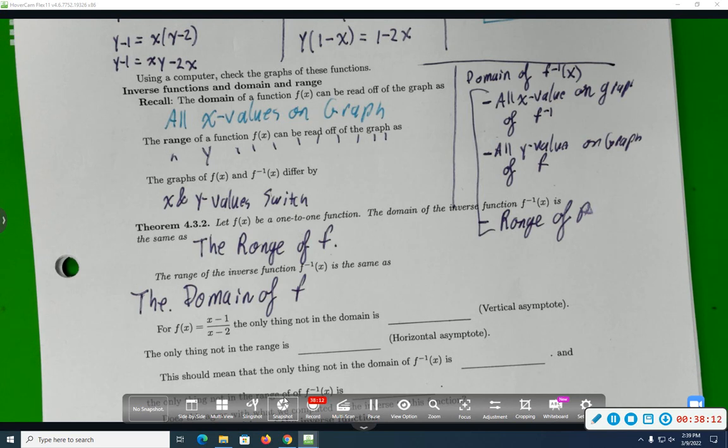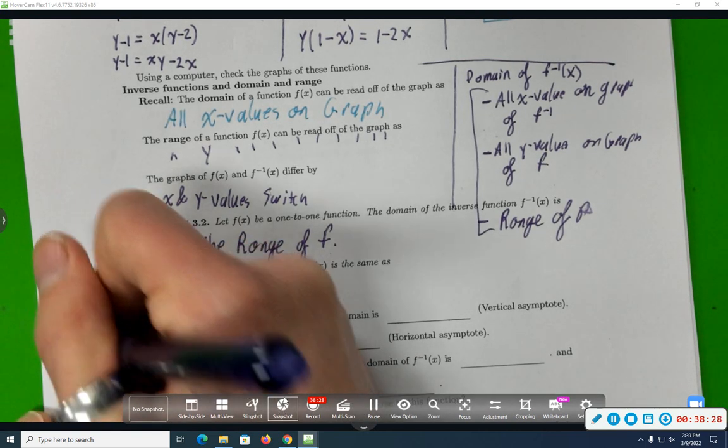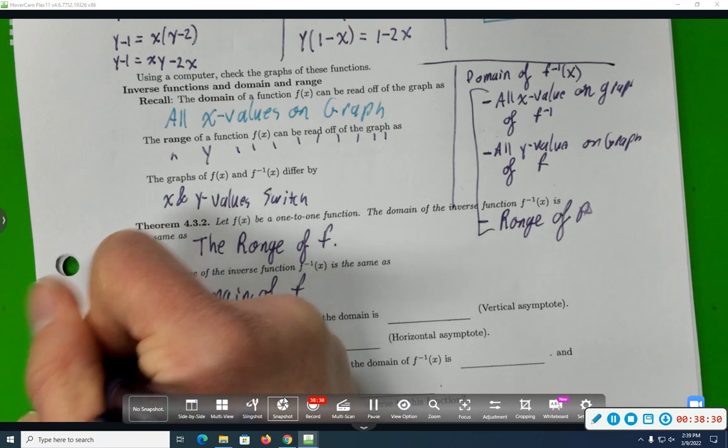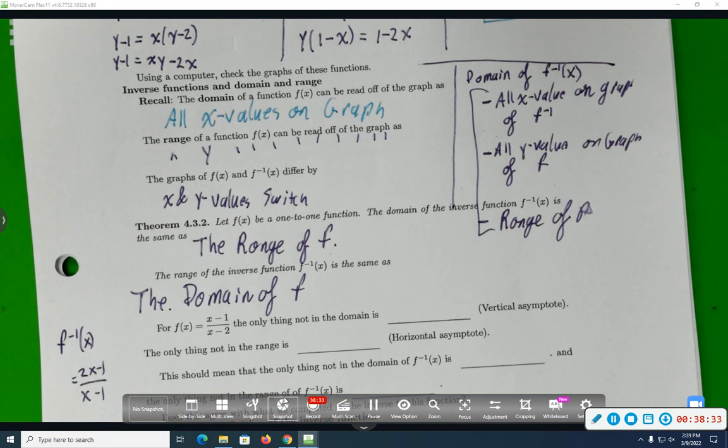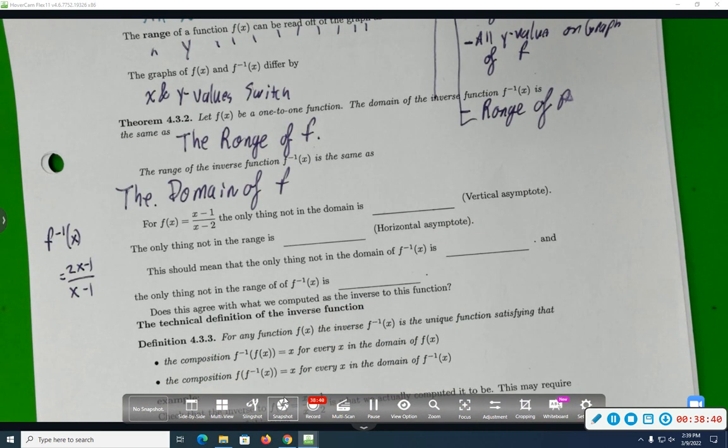So let's try to connect that to the example at the top of the page, and then maybe we'll look at a graph and do some. So here's a function, the function that we inverted earlier. I'll write down the inverse. The inverse is allegedly (2x minus 1) over (x minus 1). The only thing not in the domain of this function is the vertical asymptote. Where's the vertical asymptote of that function? x equals 2. So the only thing not in the domain is 2.